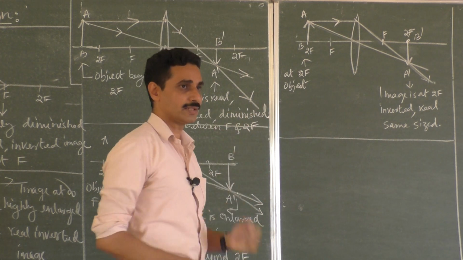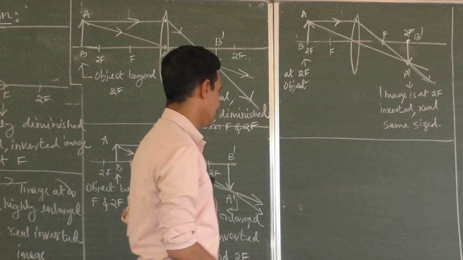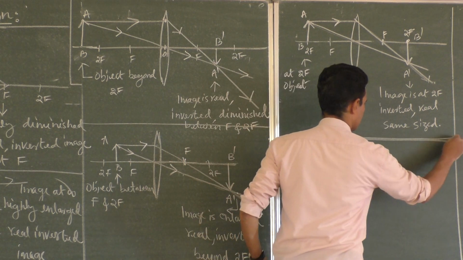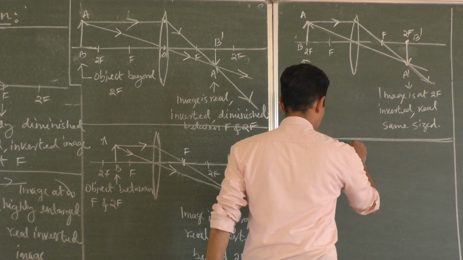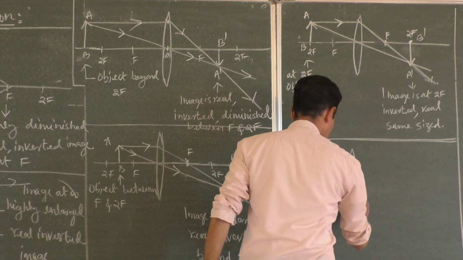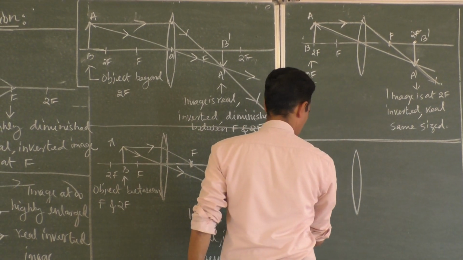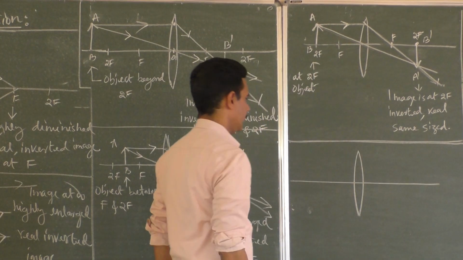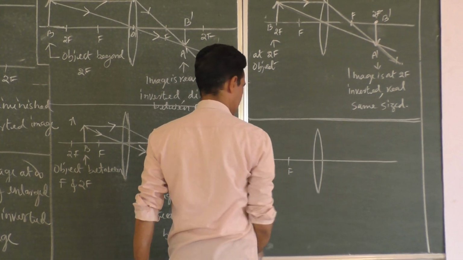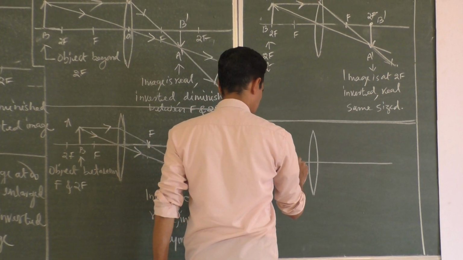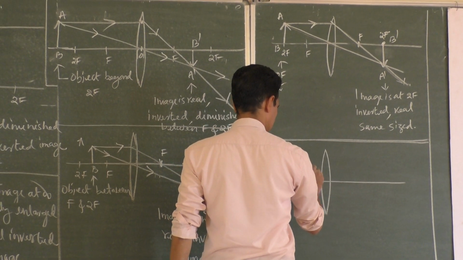Similarly, do we have such an application for a convex lens? Yes, we have an application for a convex lens when an object is placed within the focus of a convex lens. Now this is very important. When an object is placed within the focus of a convex lens, I'll keep an object here. What will happen now? That is more interesting.